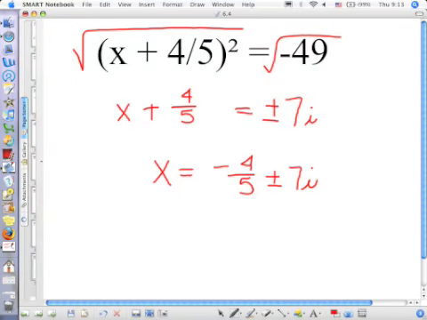7i. Now remember, when we're doing this, we treat i like a variable. Can you add a term that has i with a term that doesn't? No. No, so you're done. That's your answer. How is it a plus or minus 7i?